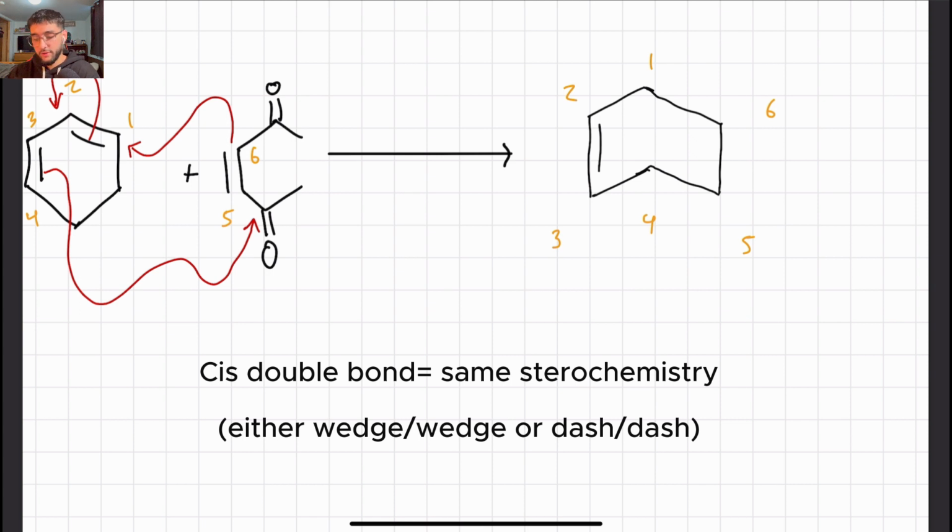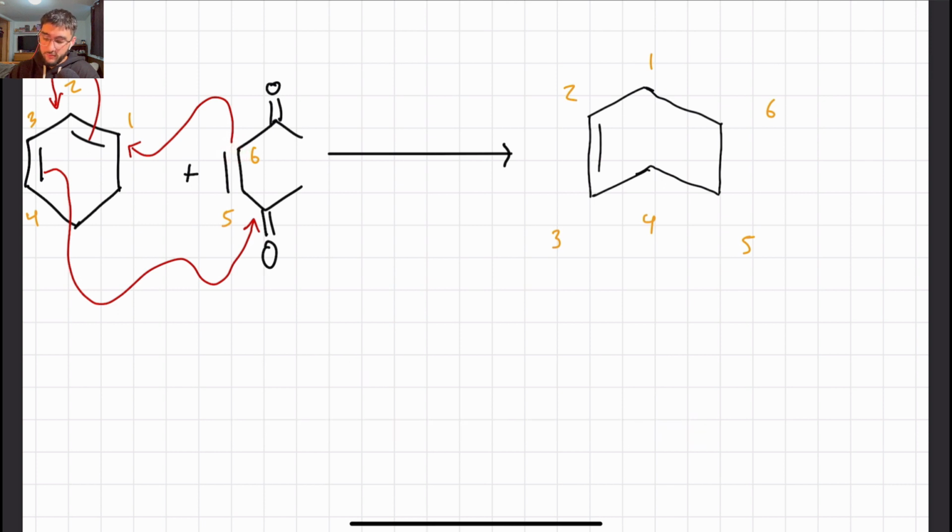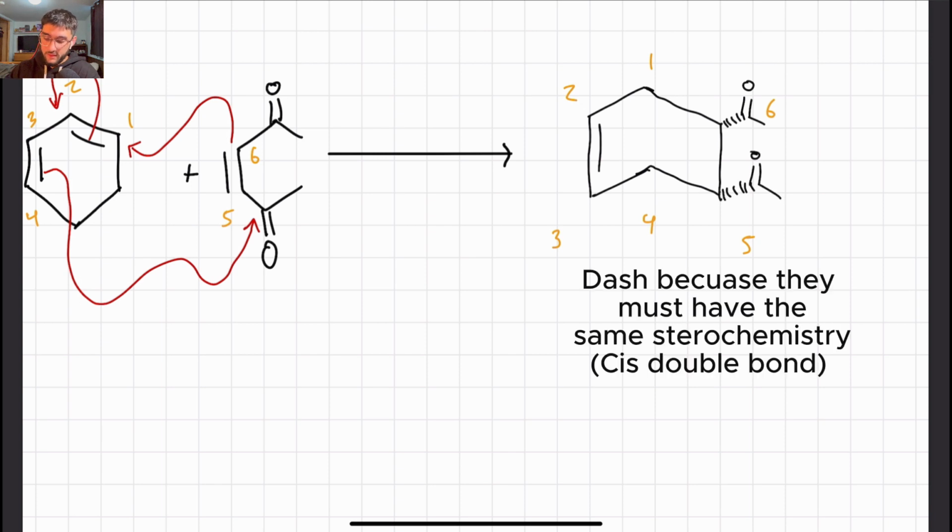How I like to throw on the attachments is to find the carbon on the reactant side first that has an attachment, find the same carbon on the product side, and then draw it in with the correct stereochemistry. So for this case, we'll just do dash, but it could also be wedge. Then we could find the same one for carbon 5 on the reactant side. Then we find carbon 5 on the product side, and then we make it a dash. Again, they have to be the same because the double bond is cis. They're going the same direction, both to the right.